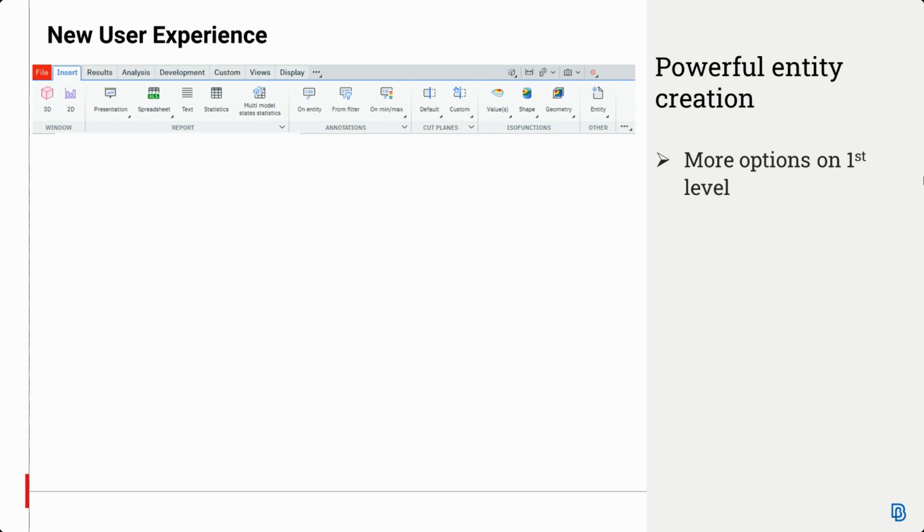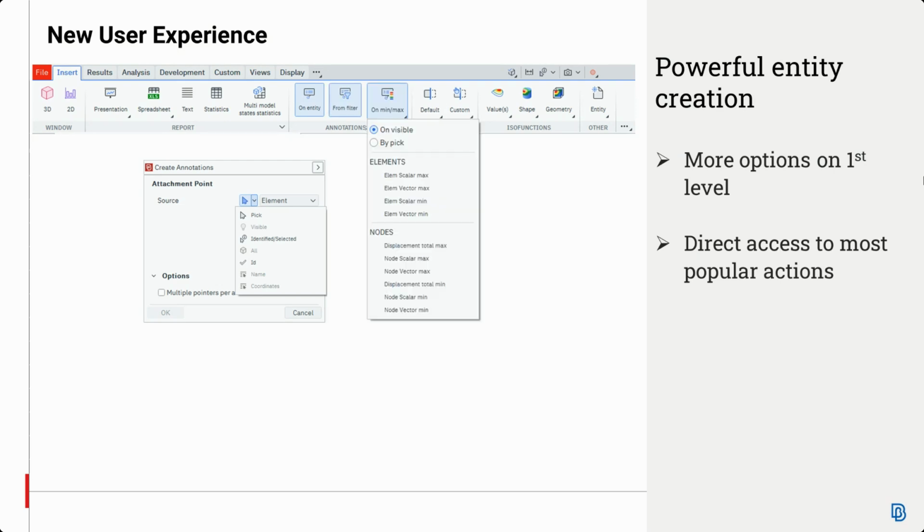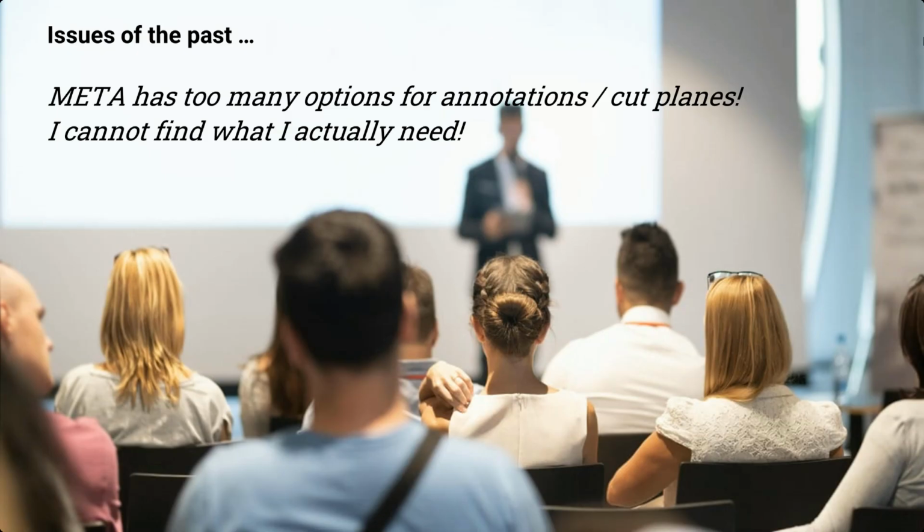If we look at the annotations creation example, we have buttons at the first level to directly create annotations on specified entities, but also to cater for popular actions such as straight identifying the max or min or creating our own filter. Similarly, we acknowledge that so far Meta had too many options presented, crowding the interface and making it difficult to find the ones needed.